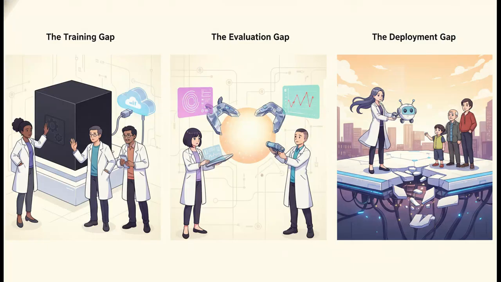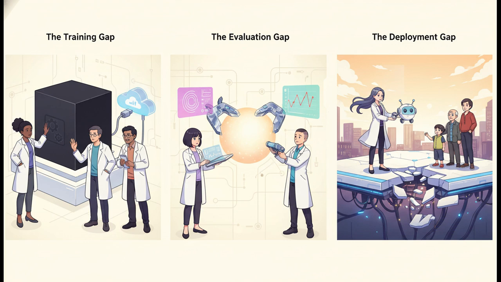First up, the training gap. Most of the really powerful reinforcement learning systems, the ones used to train these top-tier agents, they're proprietary. They're locked away inside big tech companies. This means it's almost impossible for the academic community to reproduce results or build on each other's work. On top of that, training is almost always done in emulators, not on real phones.